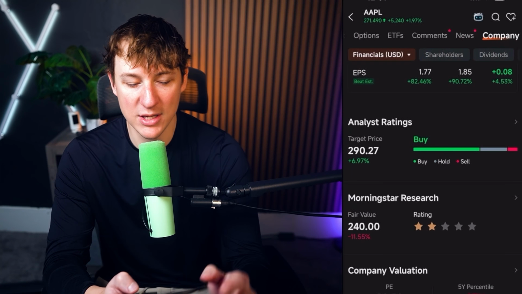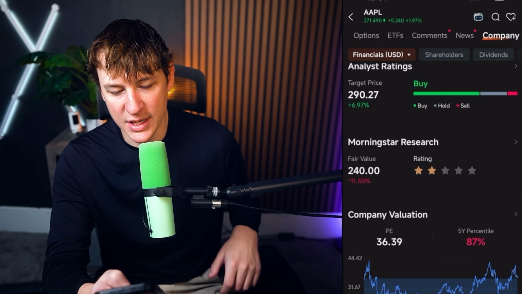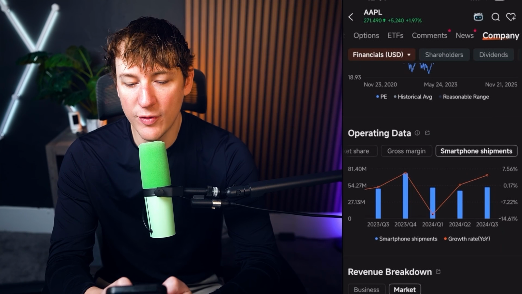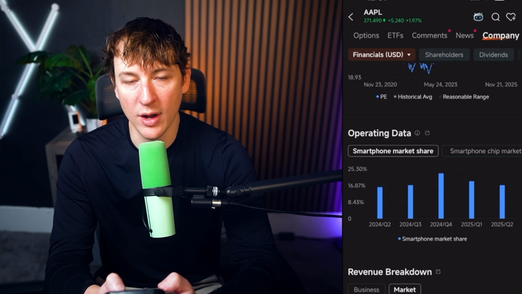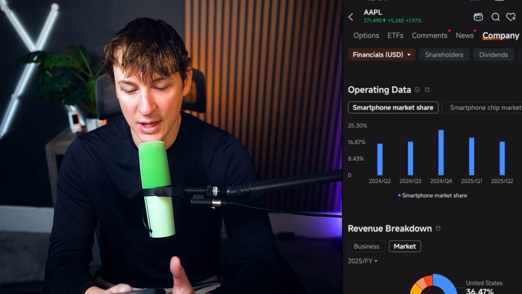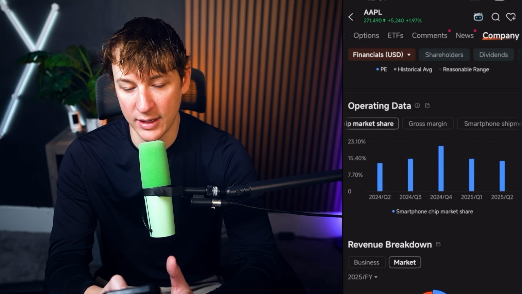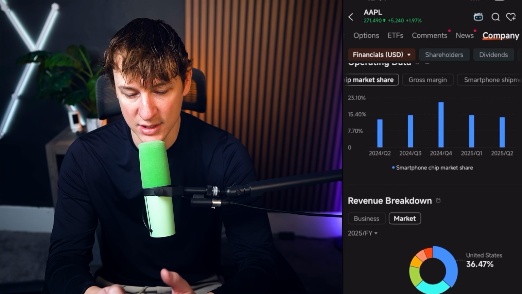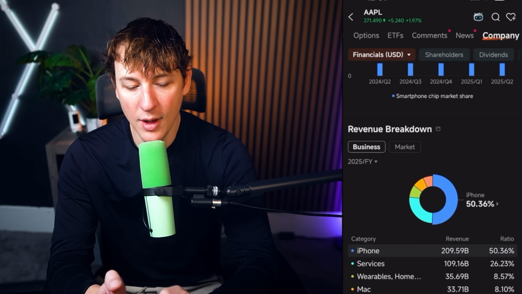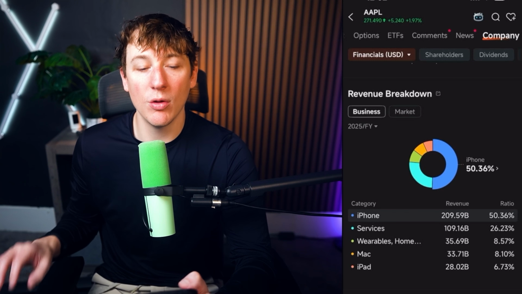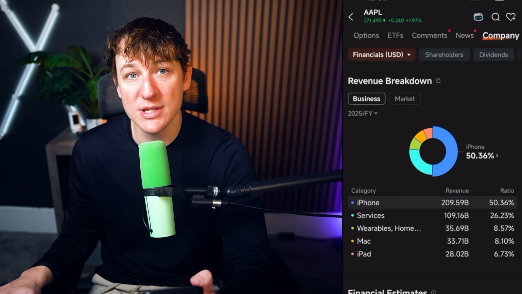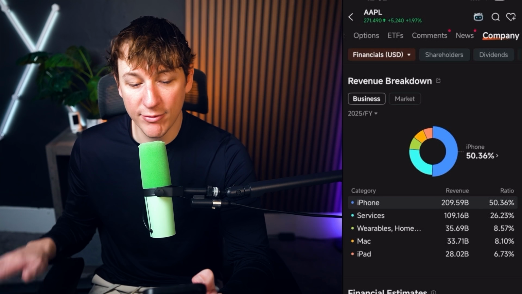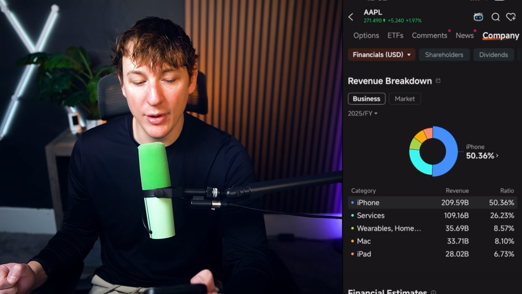Anyways, as I keep going, you can see how the company is valuated here. You've got the operating data, right? So you can look at the smartphone market share, what's going on, how it's trending just at a glance. And you can do smartphone chip market and just sector by these different things. Now you can see the revenue breakdown. And if I go into business, you can see all the ways that Apple is making money. So what's leading for them? 50% of the revenue they are generating from the iPhone market, $209 billion.